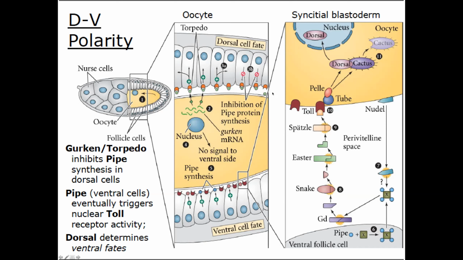So this becomes the dorsal. These follicular cells will have the inhibitor, the repressor, and the ventral follicular cells are free of that repression because they don't activate torpedo signaling. So they don't see mirror, which is the repressor. So they are able to synthesize pipe, and pipe then initiates a series of events.